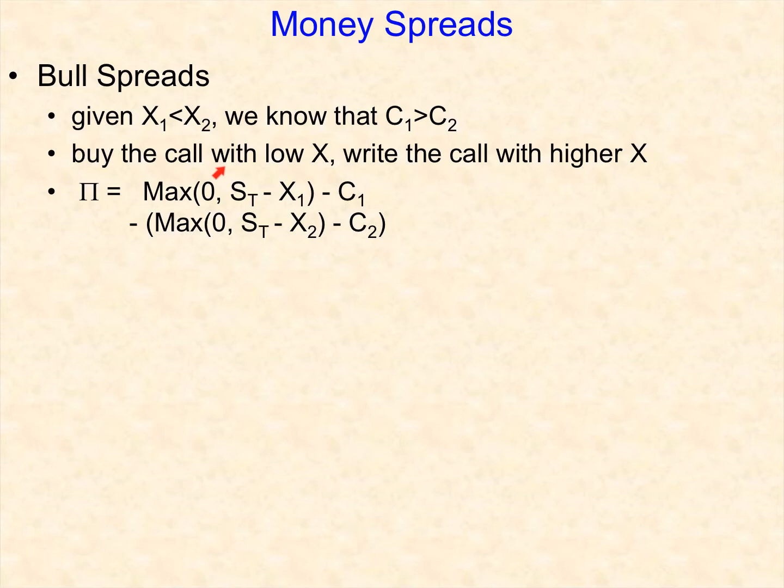The strategy here is to buy the call with the low exercise price and write the call with a higher exercise price. Our profit will be the profit on the first call, which is the maximum of 0, or ST minus the exercise price on that first option, minus the premium on the first option. The second option we are writing, so the quantity here is -1, and we'll multiply that by the maximum of 0, or ST minus X2, that is the strike on the second option, minus the premium on the second option.